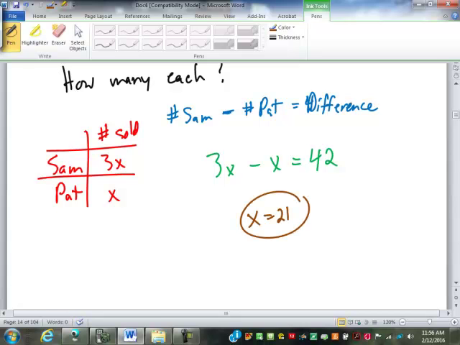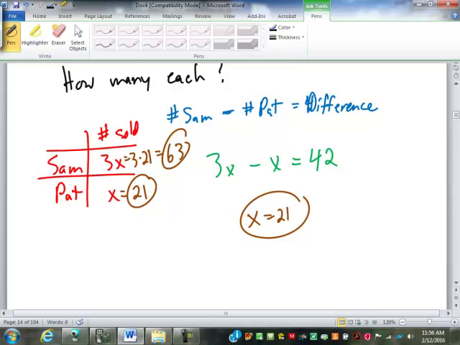And we go back to plug the numbers in. 21 is Pat's number sold. So 3 times 21, 3 times X, is 63, the number that Sam sold. If we subtract, we do get 42, so we can check to see if it's correct.